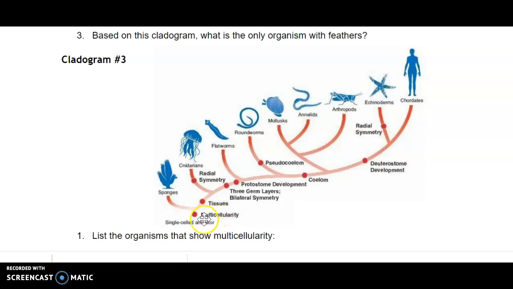Those little things for the traits on those little dots are called nodes. So this would be a node here for multicellularity. Everything past that would be multicellular. So the organisms that are multicellular, that's going to be the sponges, the cnidarian, the flatworm, roundworm, mollusk, annelids, arthropods, echinoderms, and chordatas. They are all multicellular.